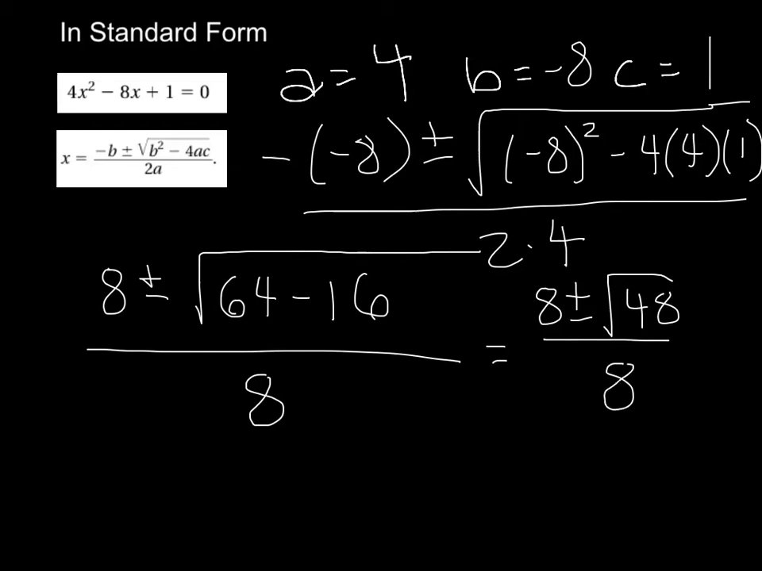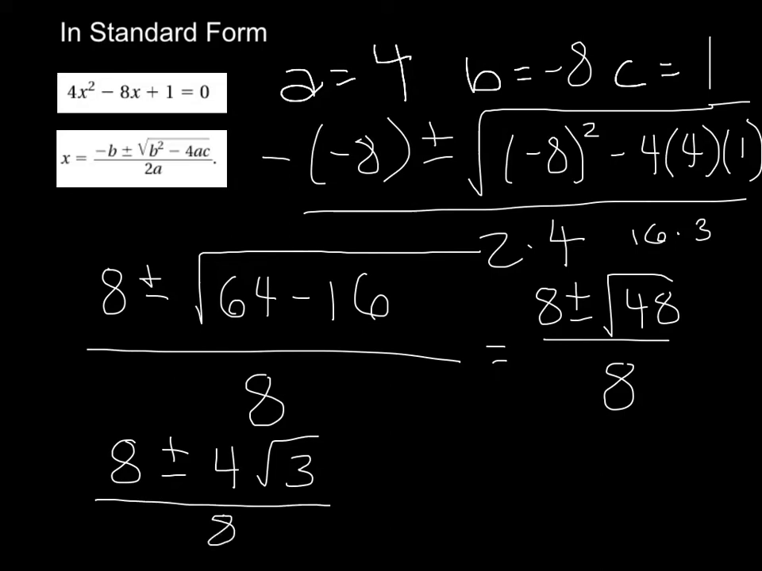Now let's take a look at the square root of 48. Can we simplify that? 48 is just 16 times 3, so we can. So let's factor this down. We get 8 plus or minus the square root of 16 is 4. Radical 3 stays inside, and this is still all over 8.